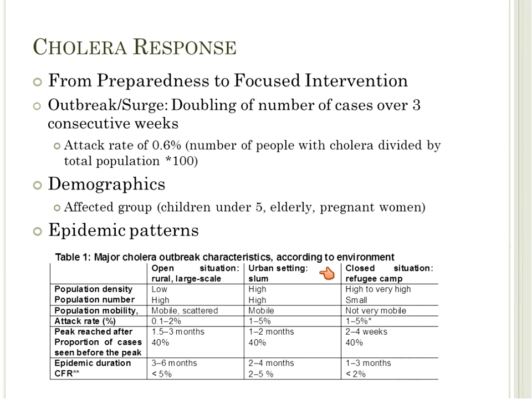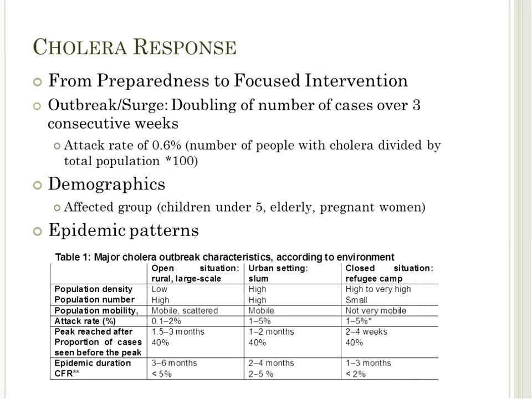And thinking about various factors that will influence the epidemic, the population density is usually pretty high. The population is pretty mobile. The attack rate is going to be 1 to 5%, as in a refugee camp. The peak is reached after 1 to 2 months, the case fatality rate is 2 to 5%, and the epidemic will last about 2 to 4 months.